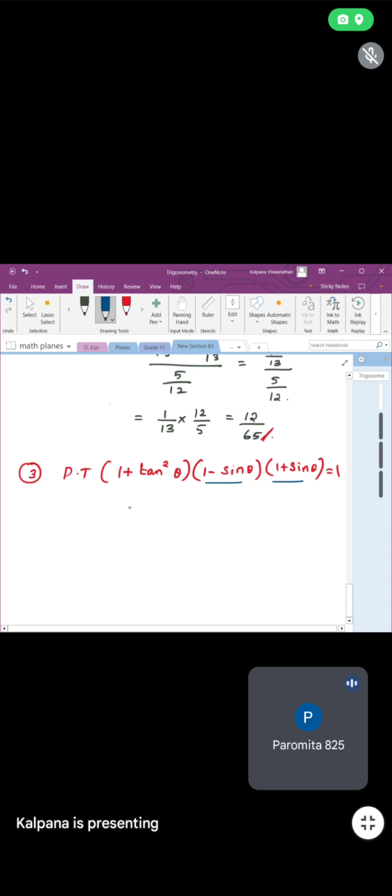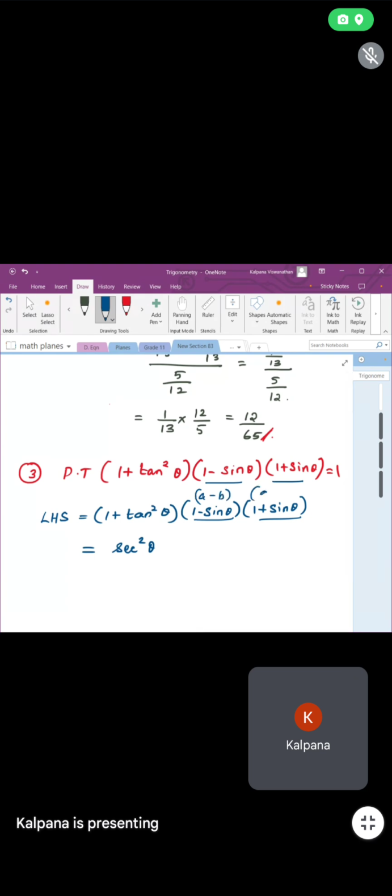1 minus sin theta into 1 plus sin theta is in the form A minus B, A plus B. Very good. So you will take the LHS. You first write what is your LHS. Please don't start writing without a heading. You have to write what is given. This is how you have to present in the exam. LHS is equal to so much. 1 plus tan square theta is nothing but secant square theta. Now this is in the form A minus B into A plus B.